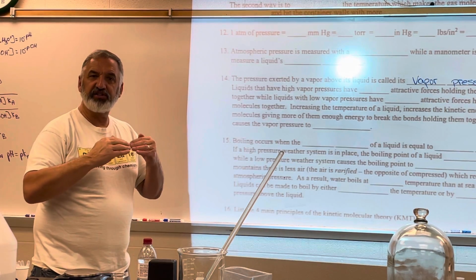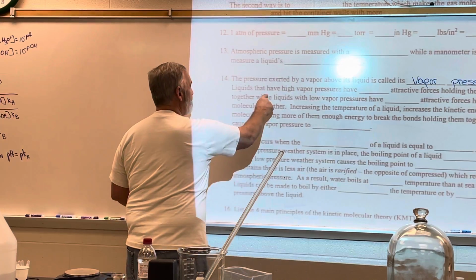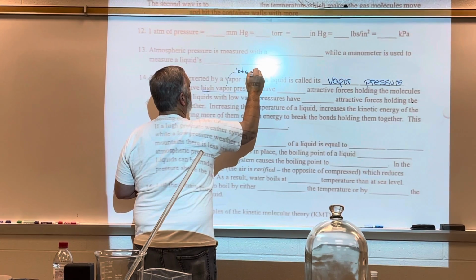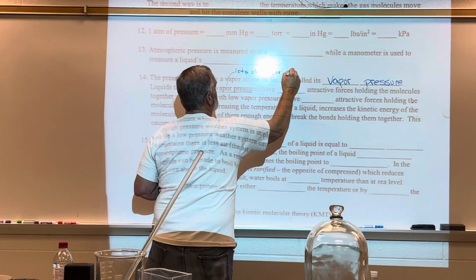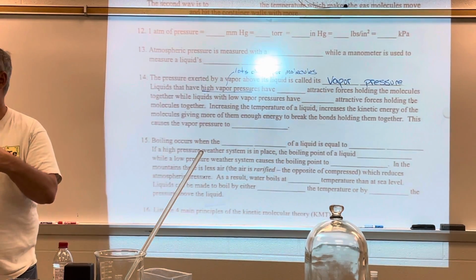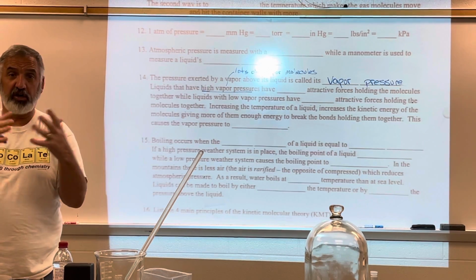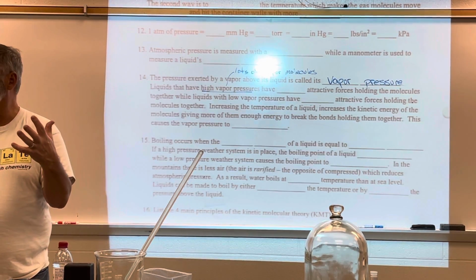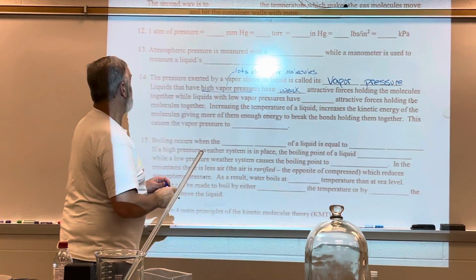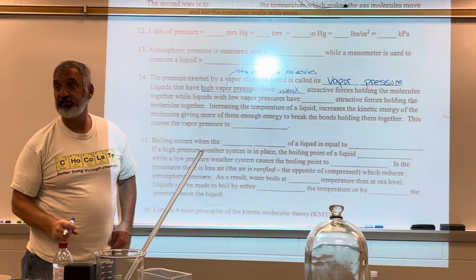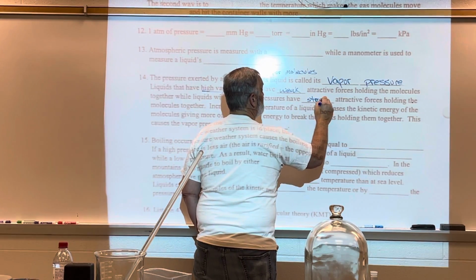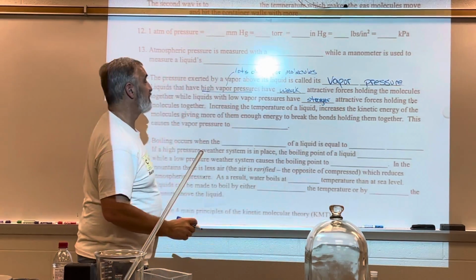Okay? So the vapor pressure is a measure of the attractive forces. High vapor pressures mean lots of vapor molecules, because pressure and molecules are related. More molecules, more gas, more collisions, more pressure. You just always have to remember pressure is caused by collisions. So they have weak attractive forces. Low vapor pressures then have what? High or stronger. They're still not going to be strong, but they're going to be stronger attractive forces.